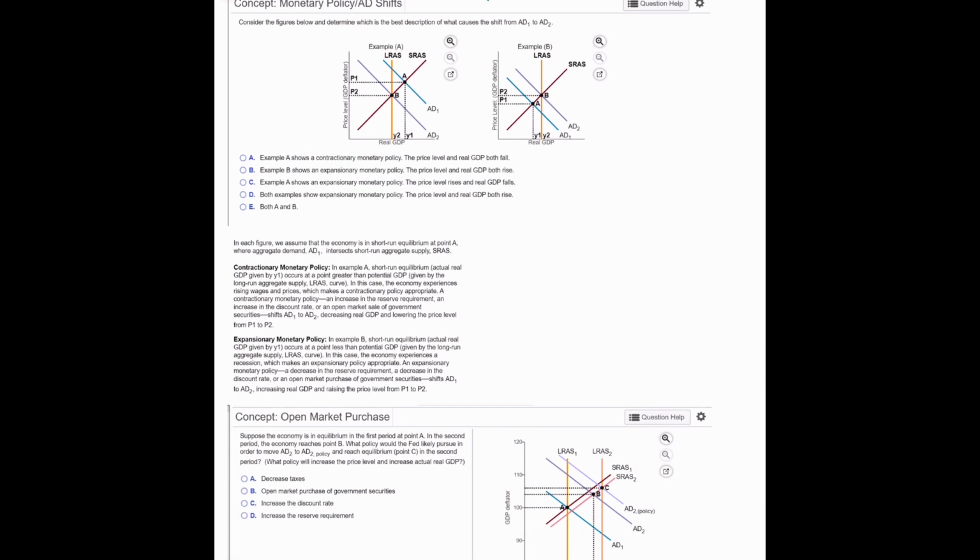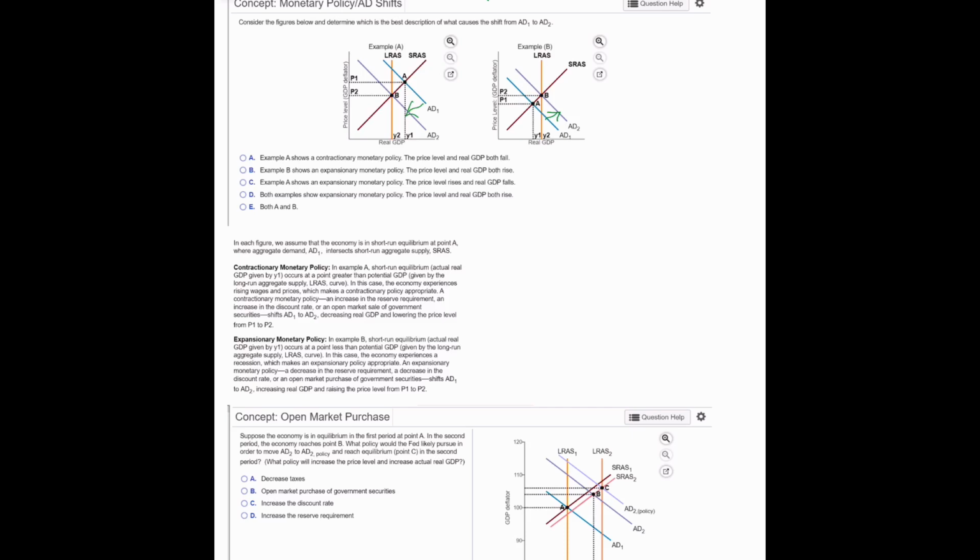Next, we've got to consider the figures below and determine which is the best description of what causes the shift from aggregate demand 1 to 2. So our aggregate demand shift is to the left. It's a decrease, and it goes from 1 to 2. And in B, it goes to the right for an increase.